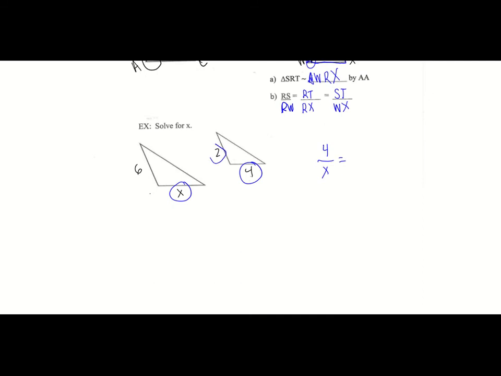4 to X is going to be the same as 2 to 6. So see how I started with 4 on my first one. I started with a number from my small triangle. So I need to start with the number from my small triangle on top over here, and then 4 to 6. Now I can cross multiply. X times 2 and 6 times 4. Get 2x equals 24. Divide by 2. Get x equals 12.